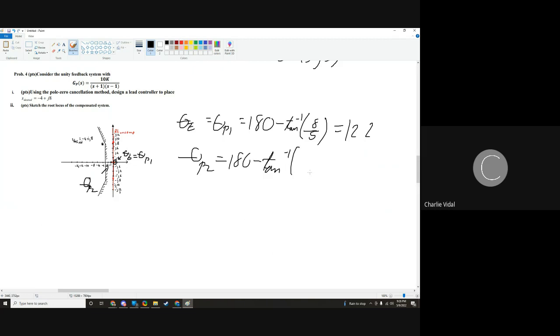Shoot, I can't even read that. I think that says 5 over 3. That doesn't make any sense. This is 8. 8 over 3, yeah, 8 over 3. Which is equal to 110.6. Okay, so we have those two values.